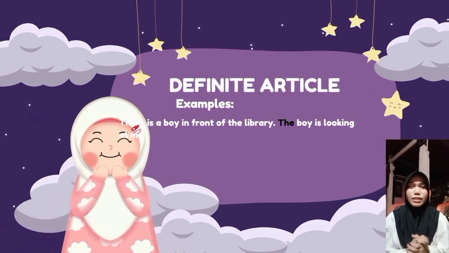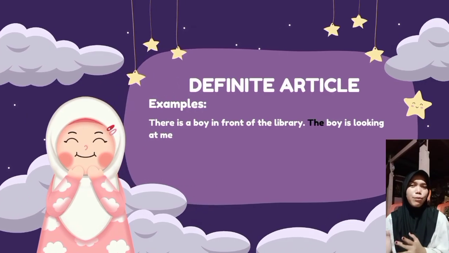For example, there is a boy in front of the library. The boy is looking at me. Look at the word the boy. The use of the in the sentence is used to provide information that something is clear. The noun boy is already clear in meaning and has previously been explained in the previous sentence. It is a boy in front of the library.